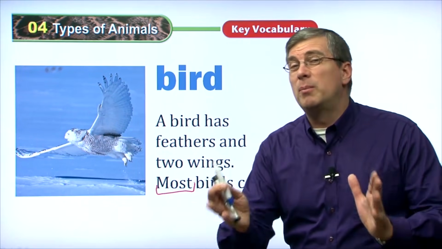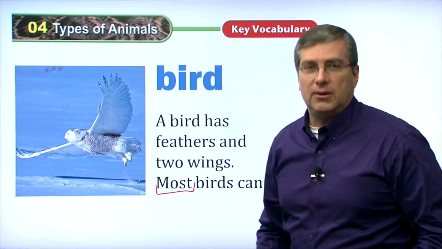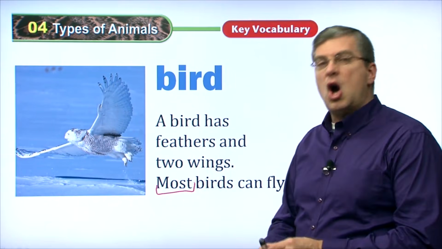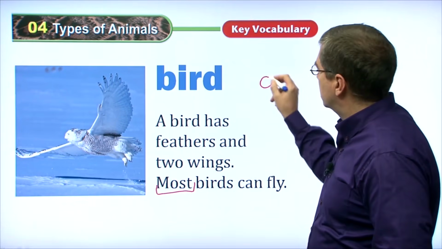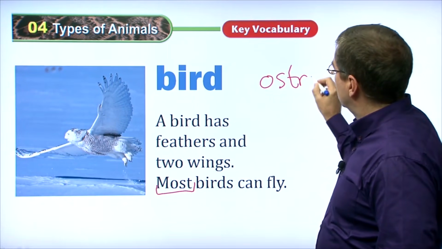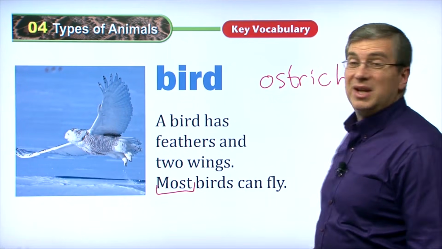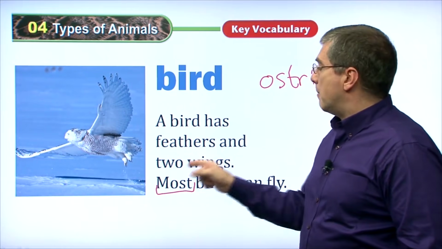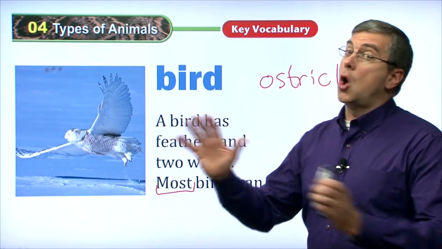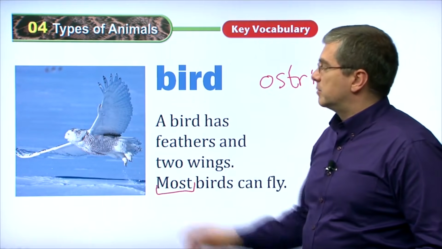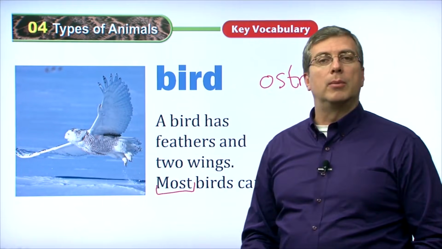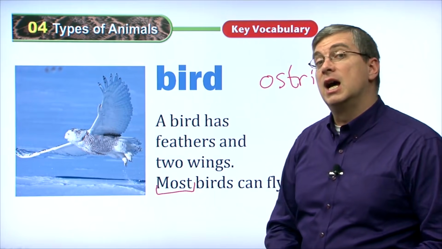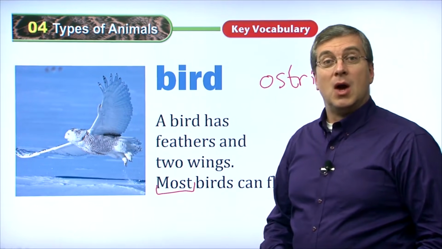But not all birds can fly. Think about Africa. There's a really big bird that can't fly. It's called an ostrich, right? An ostrich is a bird, but it can't fly. It can run, but it can't fly. So most birds can fly, not all birds can fly. But all birds have feathers. All birds have wings, okay? So those are the unique characteristics of birds. Okay, what's next?